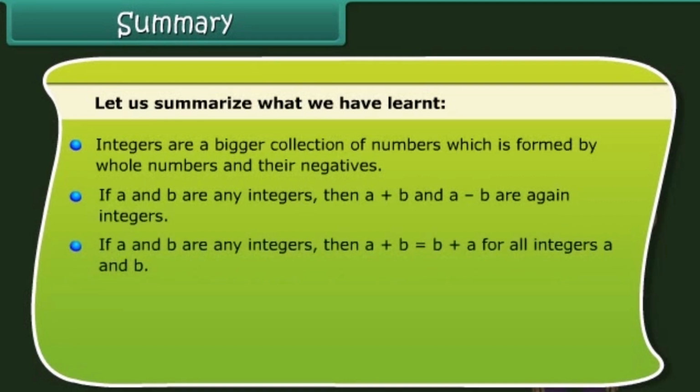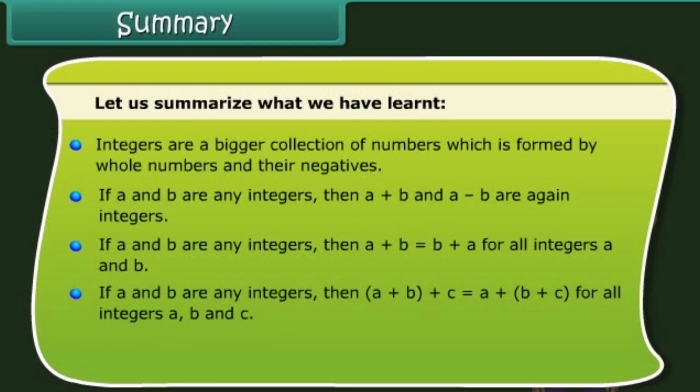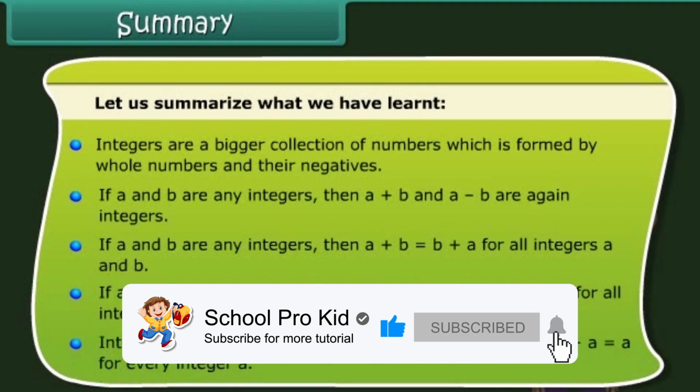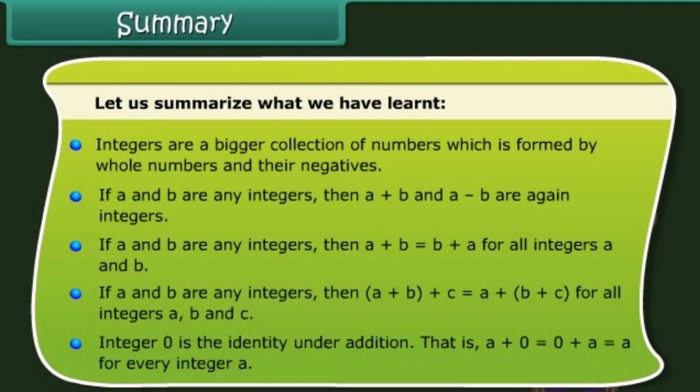If a and b are any integers, then a plus b is equal to b plus a for all integers a and b. If a, b and c are any integers, then a plus (b plus c) is equal to (a plus b) plus c for all integers a, b, and c. Integer 0 is the identity under addition. That is, a plus 0 is equal to 0 plus a, which equals a for any integer a.